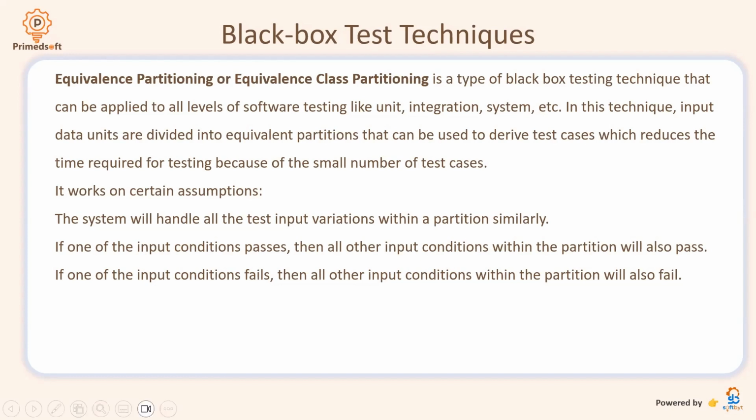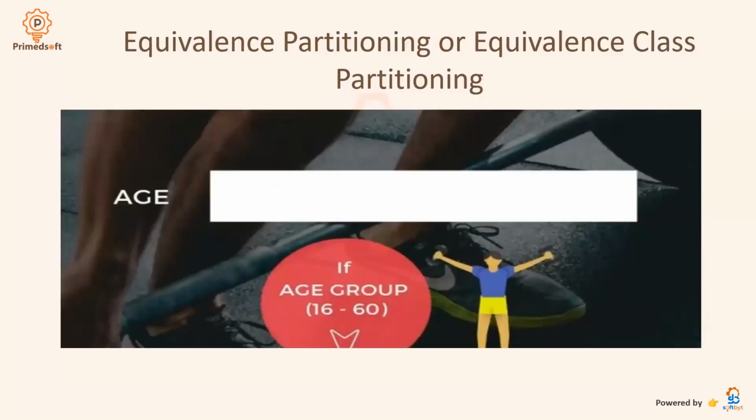So let's take the last one, which is if one of the system conditions fails, then all other input conditions within that partition will also fail. Let's say the first partition is from 1 to 17. If 1 fails, that means 17 will fail. So let's get to the next slide, then you would understand what I'm trying to say.